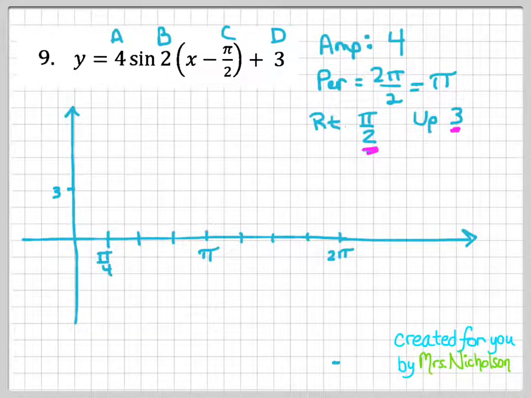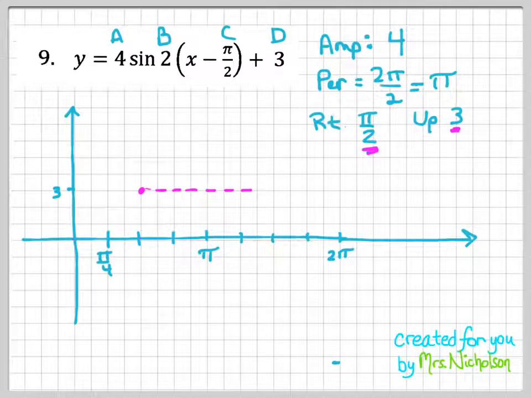So I'm going to start here at the origin. I'm going to go right pi over 2 and up 1, 2, 3. And that point right there, that is the CD point. That starts the midline of my window pane. So here's the middle line of the window pane.